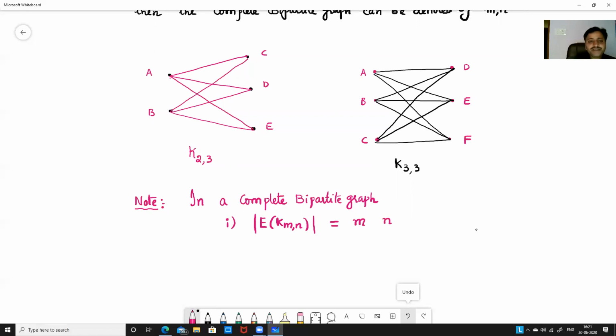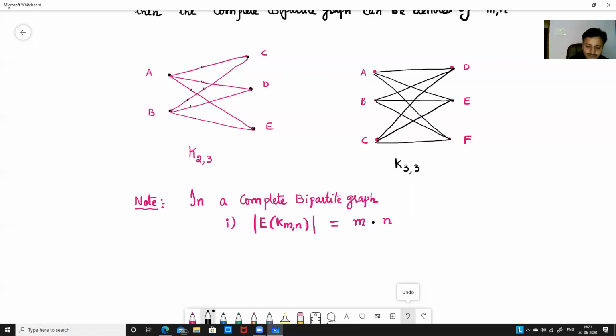just observe here how many edges are there in the first example. How many edges? Like 1, 2, 3. Okay, let me count properly. 1, 2, 3, 4, 5, 6. Total 6 edges are there. Means each vertex is associated with every other vertex of the graph or not? Yes. How many such vertices are there here? M vertices are there, and each and every vertex is associated with n vertices. Therefore, m into n.